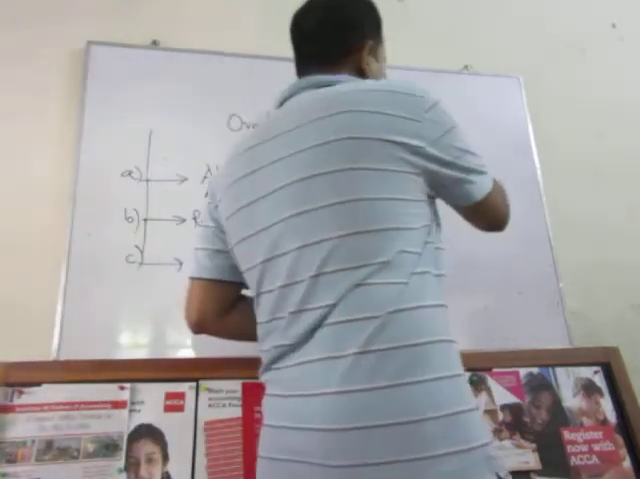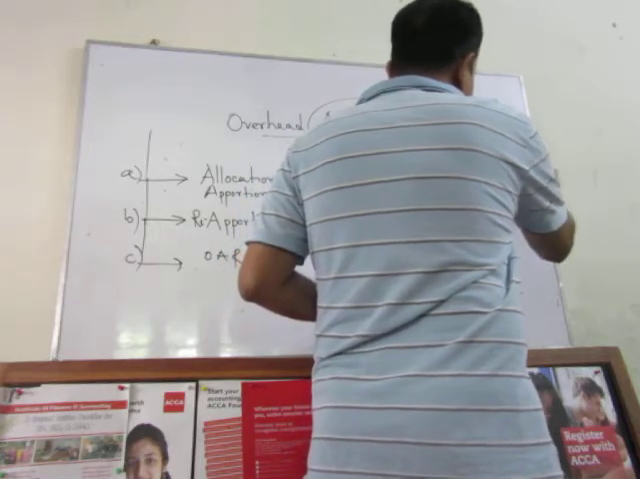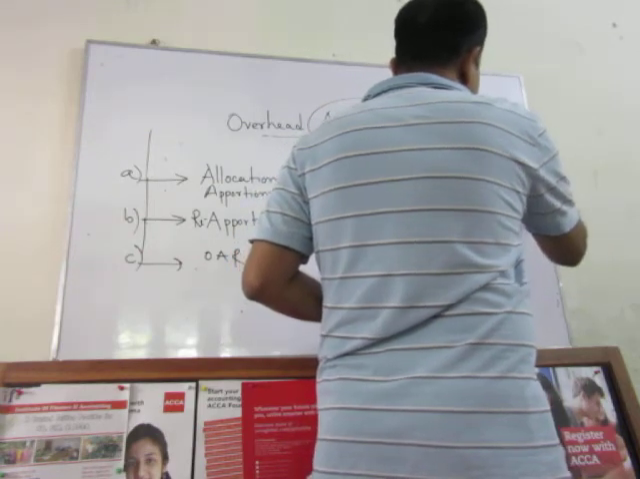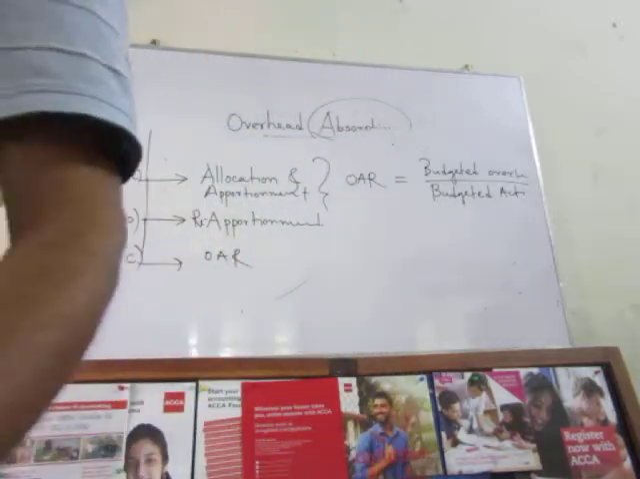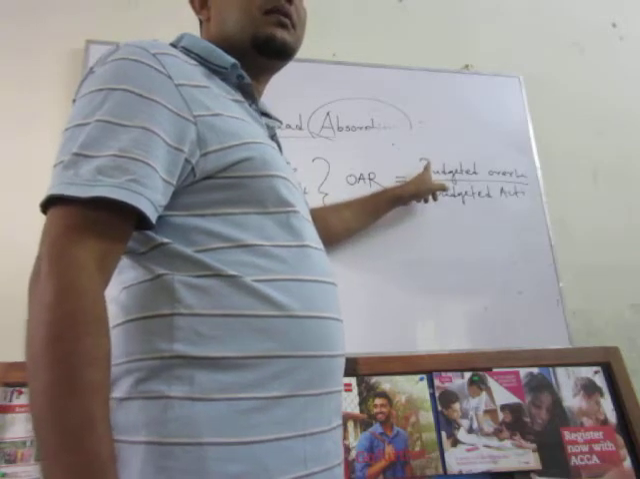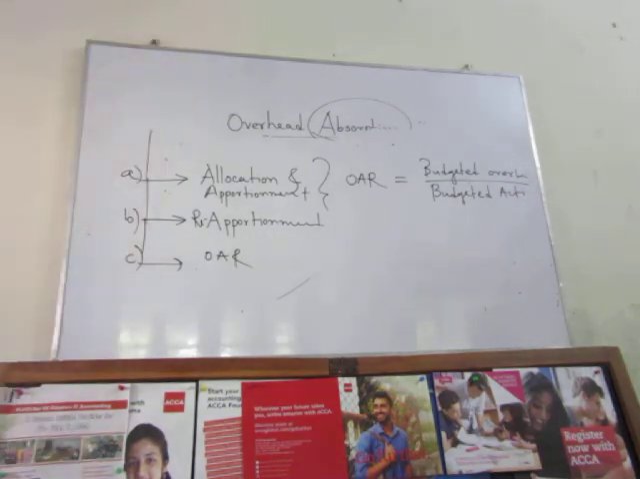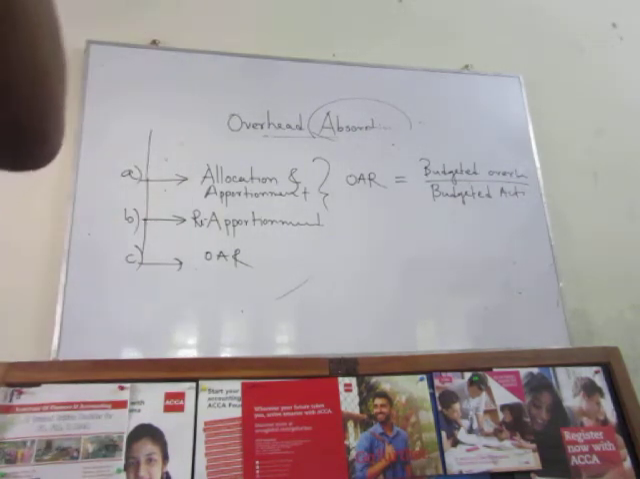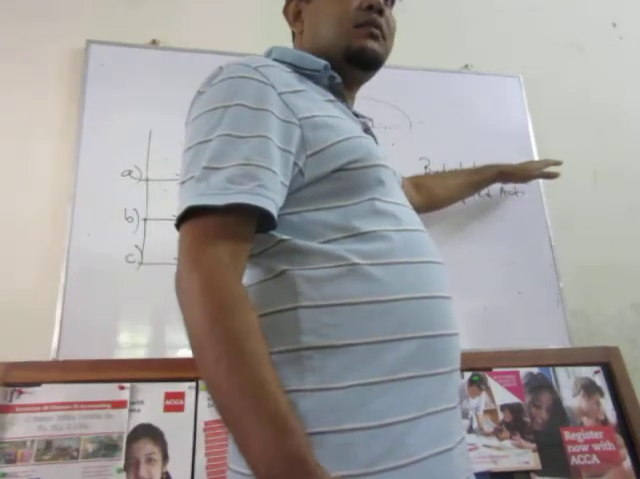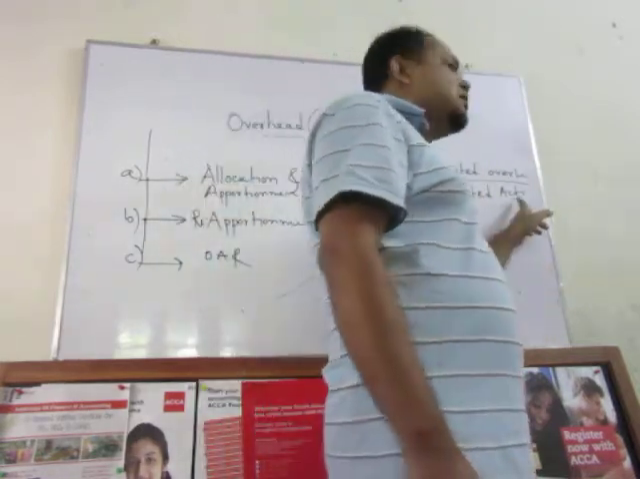OAR means budgeted overheads divided by budgeted activity. Here, in calculating OAR, budgeted শব্দটাকে use করে আসছি, because whatever the different kinds of indirect costs that we have already discussed, in every case these overheads are budgeted, not actual. Clear? So total budgeted overhead associated with operating a specific production department divided by budgeted activity.